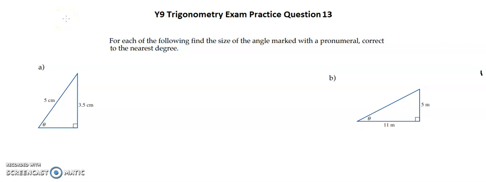Year 9 Trigonometry Exam Practice Question 13. For each of the following, find the size of the angle marked with a pronumeral correct to the nearest degree.